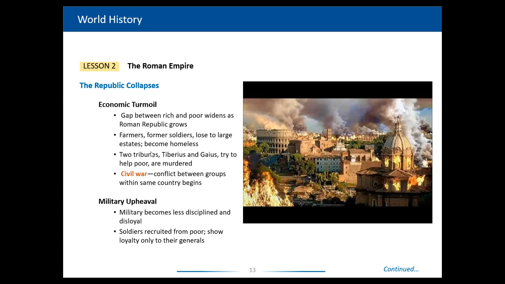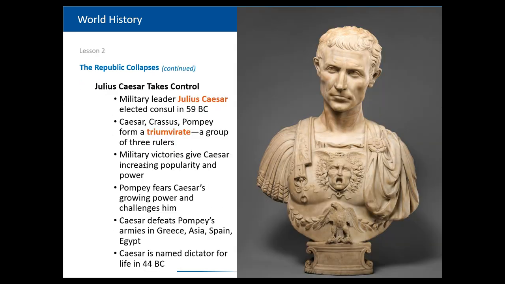The military upheaval becomes very important because it also contributes to the collapse of the Republic. The military becomes less disciplined and disloyal. Soldiers are recruited from the poor, and they show loyalty only to their generals. Julius Caesar takes control as a military leader, and he's elected to the council in 59 BC.